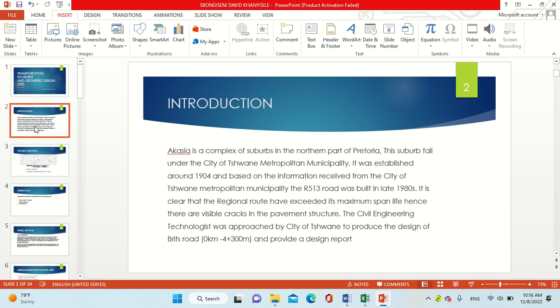The civil engineering technologist was approached by the city of Tshwane to produce a design of the mentioned changes and also provide a design report.